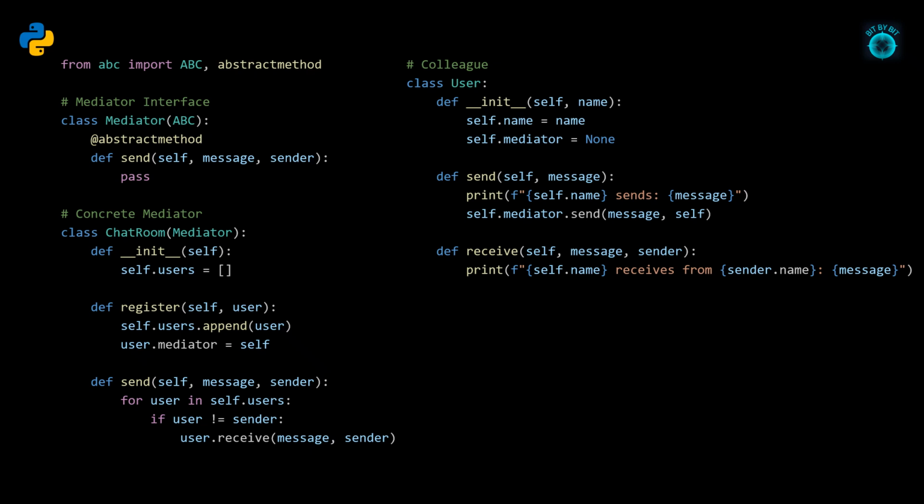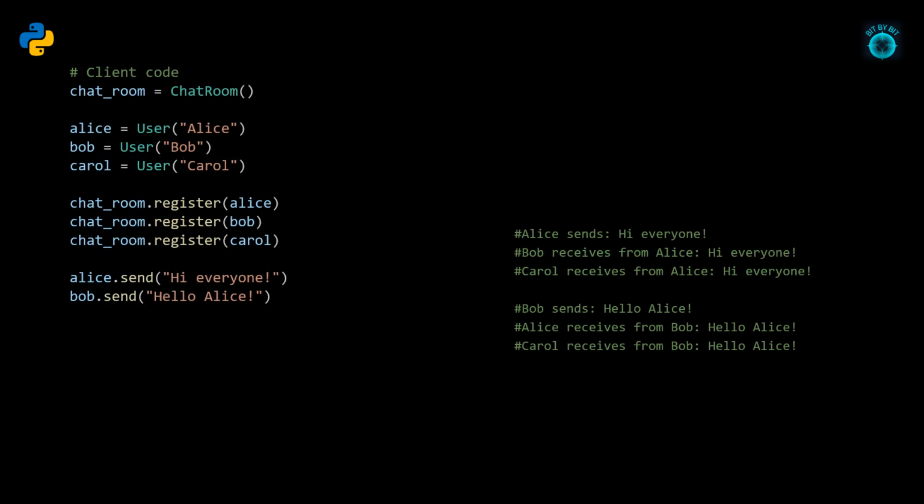We then define a User class, which acts as a colleague. Each user has a name and a reference to a mediator. When a user wants to send a message, they call their own send method, which prints the message and passes it to the mediator. The mediator then handles distributing the message to other users. In the client code, we create a chat room and 3 users, Alice, Bob, and Carol.